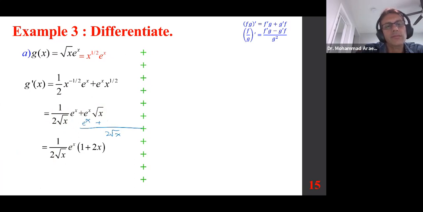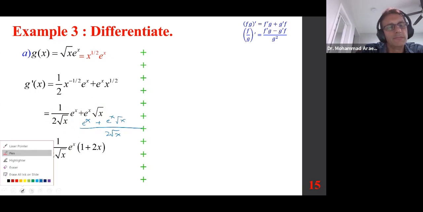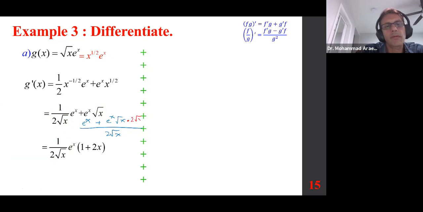And now this, you have to multiply it by the denominator. Now, again, there may be another step which is simple. You should be able to figure it out on your own. I did that for you.